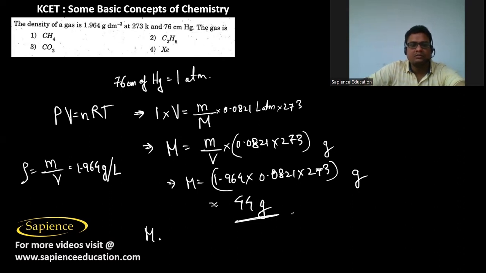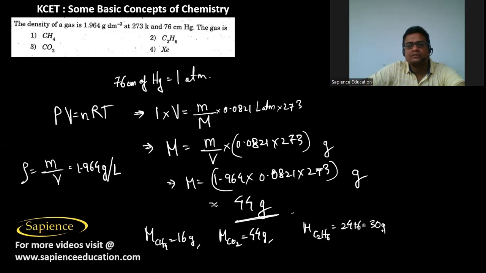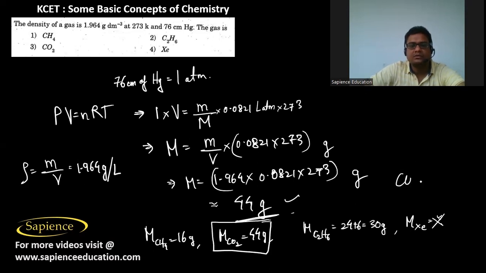Now the molar mass of CH4 is 16 gram. The molar mass of CO2 is 44 gram. The molar mass of C2H6 is obviously 12 2s are 24 plus 6, that is 30 gram. And the molar mass of xenon is obviously much higher. So the molar mass of CO2 is 44 grams. Therefore, the gas is CO2 only. So option 3 is the correct answer.